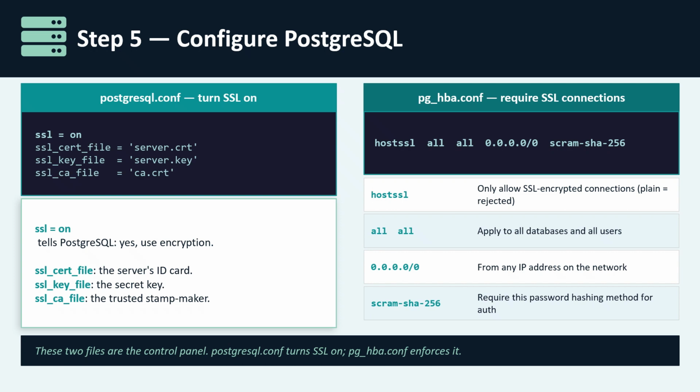The second file is the pg_hba.conf. This is PostgreSQL's guest list. It controls who is allowed to connect and how. We add a line with hostssl, which means only accept connections that are encrypted. All means for all databases and users, and we give the all IP so that anyone can connect to that. We use scram-sha-256 here for the verification, and together these two files are your control plane. One turns on SSL and the other makes it mandatory.